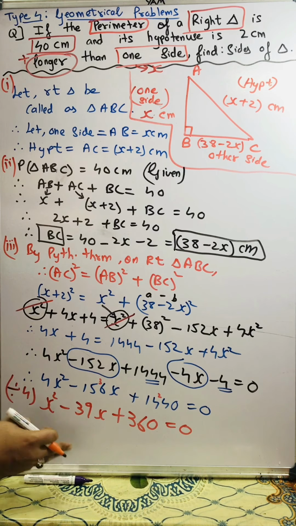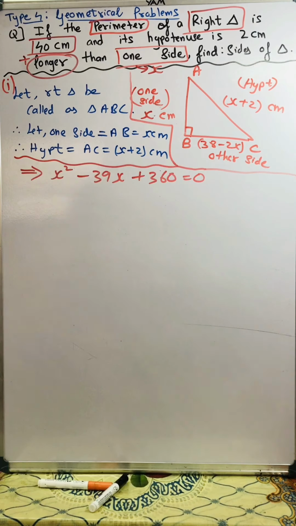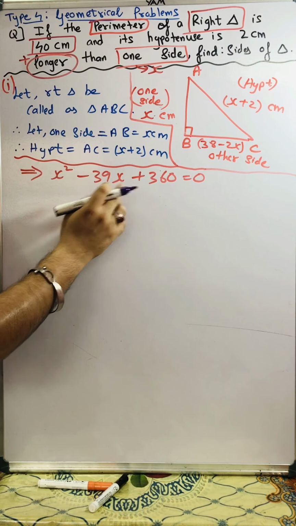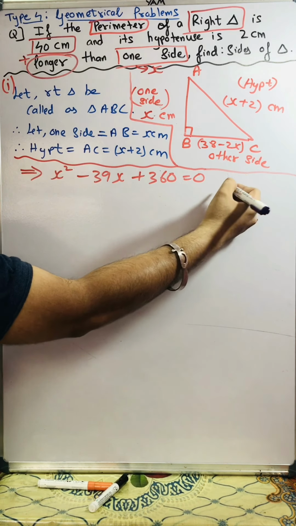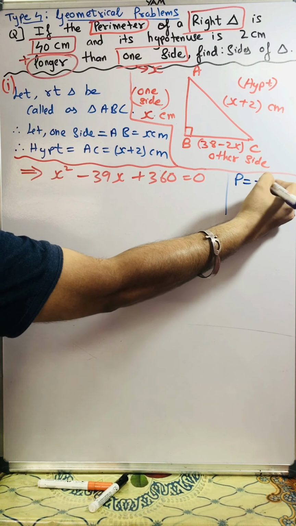I don't have place here. Now you can pause the video and continue afterwards. Now I have copied the quadratic over here, x square minus 39x plus 360 equal to 0. That means students, we need two numbers such that their product is plus 360.